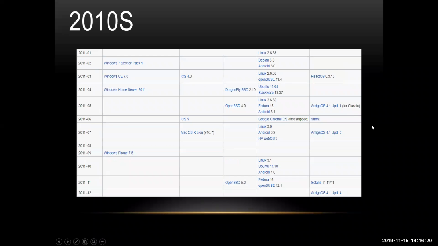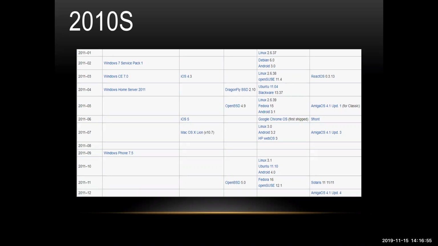And then year 2011, starting on January, we had Linux 2.6.37, and then February we had Windows 7 Service Pack 1, and Debian 6.0, and Android 3.0. Then March, we had Windows CE 7.0 and iOS 4.3, together with Linux 2.6.38, openSUSE 11.4, and ReactOS 0.3.13.